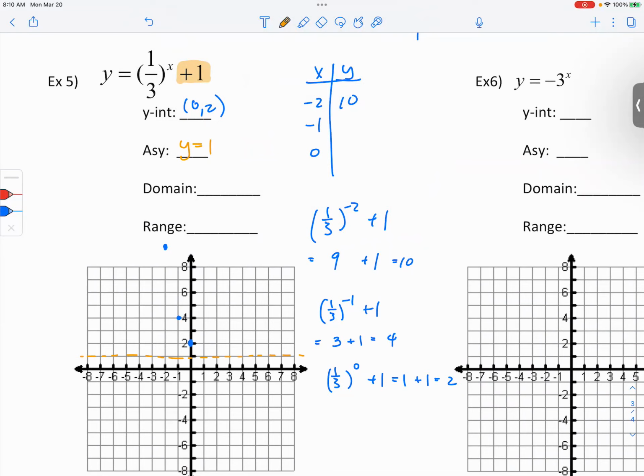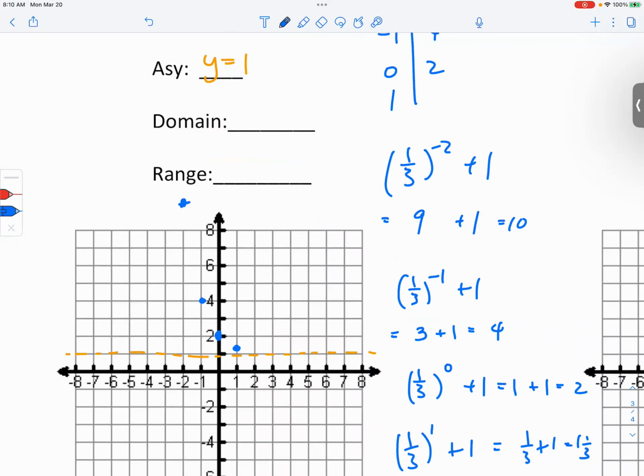And if you go ahead, let me put in the values first. You may go ahead and consider x being 1. So 1/3 to the first power plus 1 is simply 1/3 plus 1, and that is 1 1/3. So something like this would be okay. So if you create a graph, it's going to be something like this.